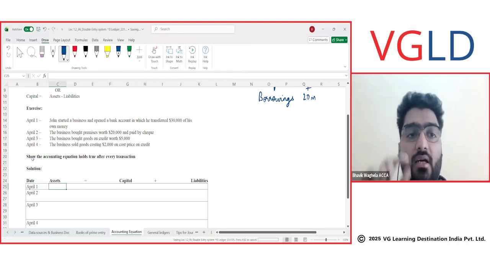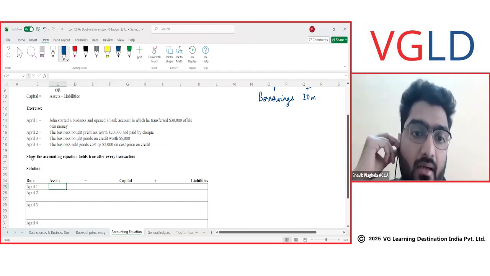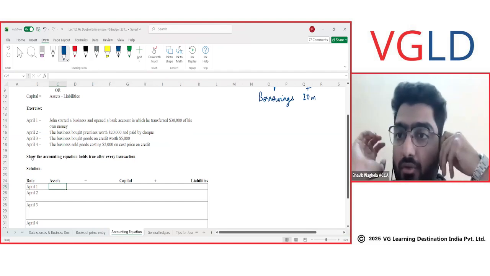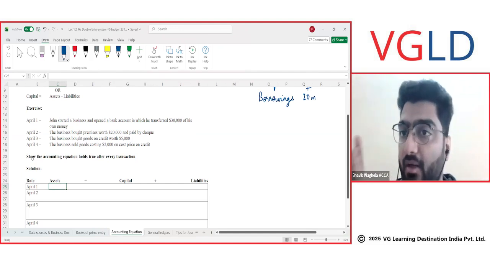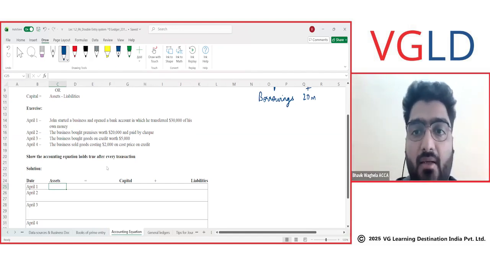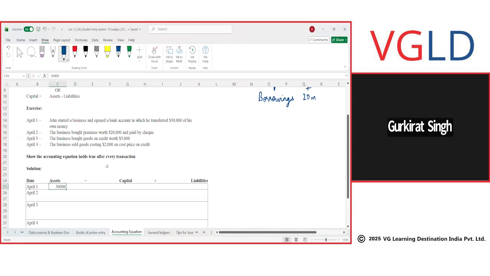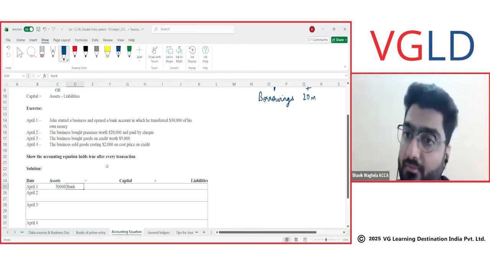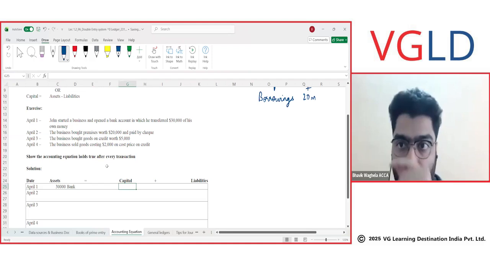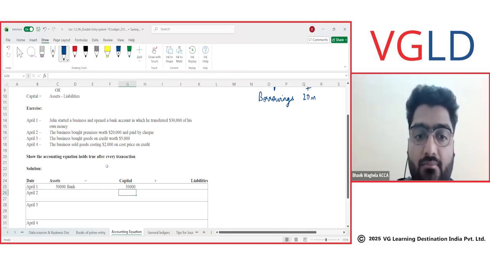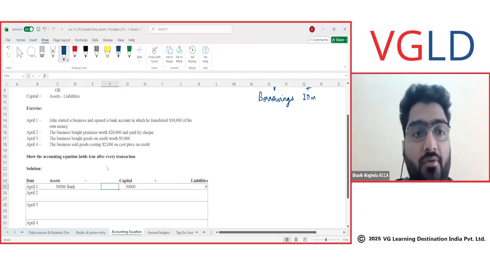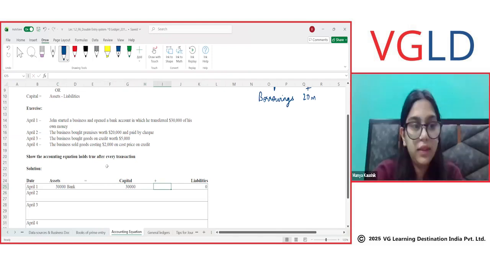Now, first one, John started a business and opened a bank account in which he transferred 30,000 of his own money. Now, can I say because of this transaction, my bank balance will increase? Yes or no? Yes, sir. So in assets, I will write 30,000, which is my bank balance. But this 30,000 will get reflected by the capital. Liabilities is zero. Yes or no? Yes, sir.